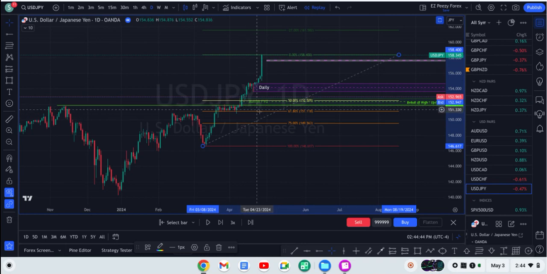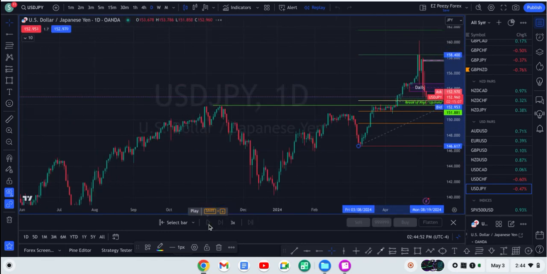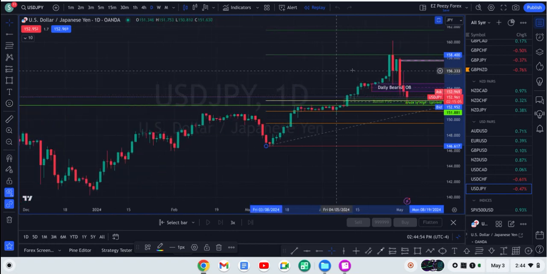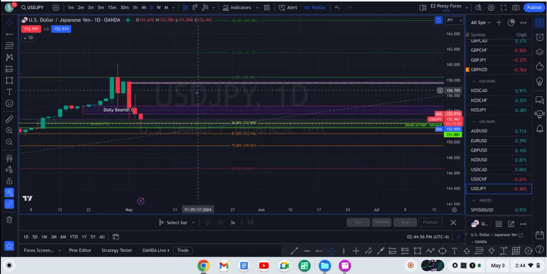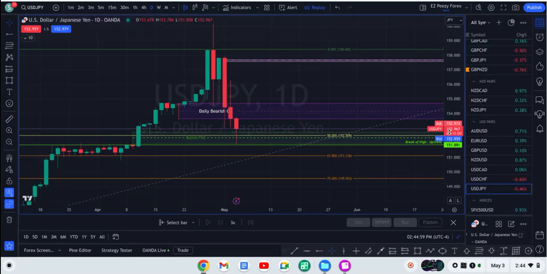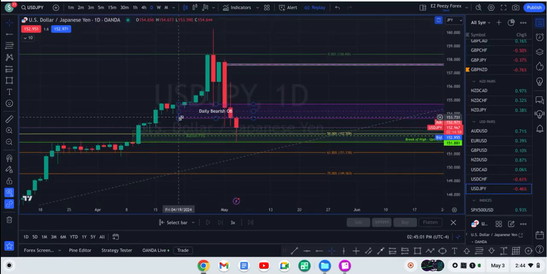Order block, it could come even deeper. Here's a fair value gap as well, 75% of the zone. So let's play this out. Right, so you can see that it broke through this order block like it wasn't even sitting there.